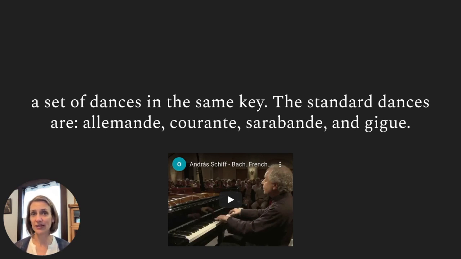Probably the most well-known example of this is the Bach French suites. Bach wrote 6 sets of these, each of them in their own key. And so I've put a video on this slide, which I will link in the description, of Andras Schiff playing the French suite in G major, which is one of the most well-known. I would strongly suggest that you listen to that and especially listen to how the allemande, courante, sarabande, and gigue sound so that you have some connection between the term itself and what this might sound like. Perhaps you've already played some movements of a French suite. It's a great thing to do while you're also preparing for your level 11 exam.